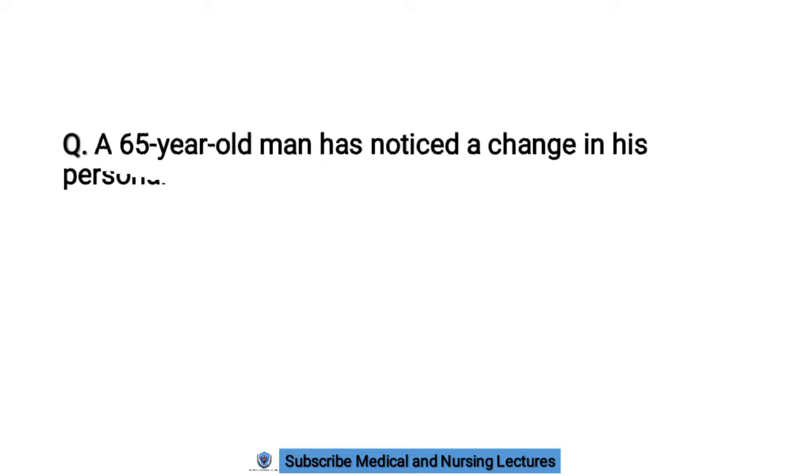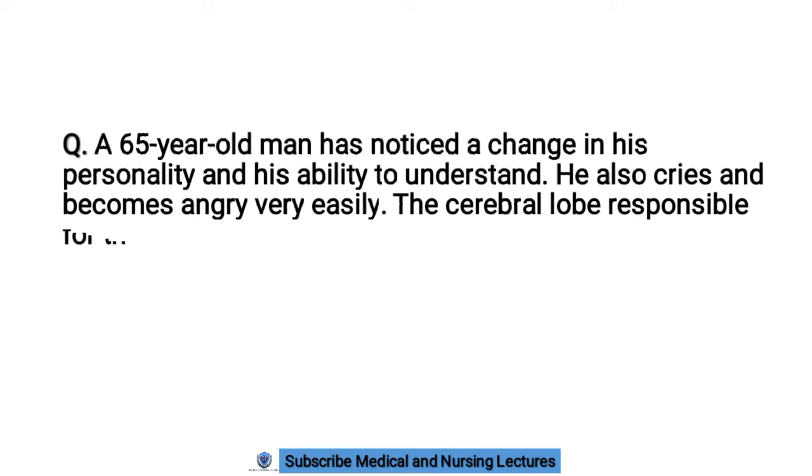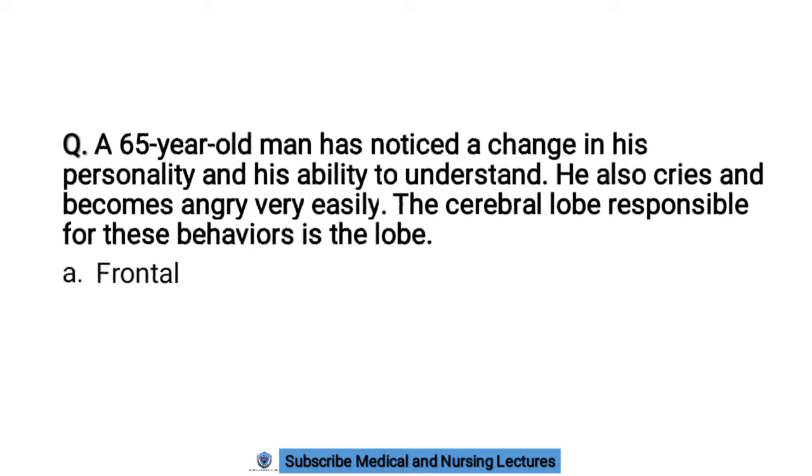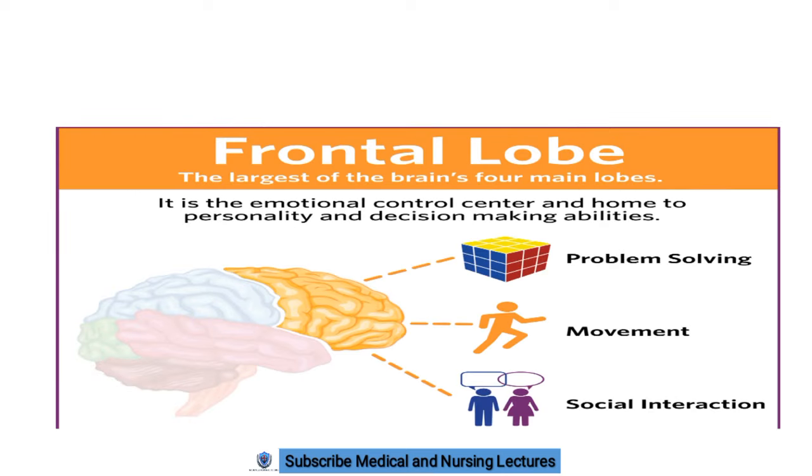A 65-year-old man has noticed a change in his personality and his ability to understand. He also cries and becomes angry very easily. The cerebral lobe responsible for these behaviors is the: option A, frontal lobe; option B, parietal lobe; option C, occipital lobe; the last option, temporal lobe. The correct option is option A. The frontal lobe has the following responsibilities. The first one is problem solving. The second one is movement. And the third one is social interaction.